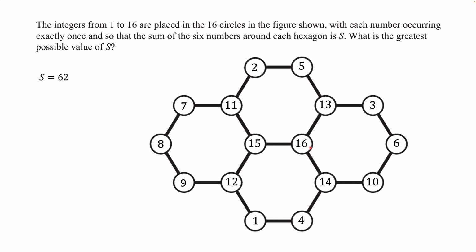So I'm putting 15, 16 here, 14, 13, 12, and 11 in these four spots, and then I'm distributing the rest of the numbers in a way, so you have to distribute those in a way that each hexagon gives you 62. Okay? It's not difficult. You can try, you can find your own arrangement. So we just proved that the maximum possible value of s is 62.